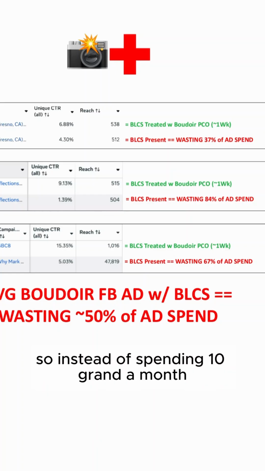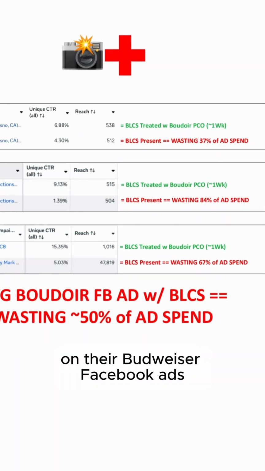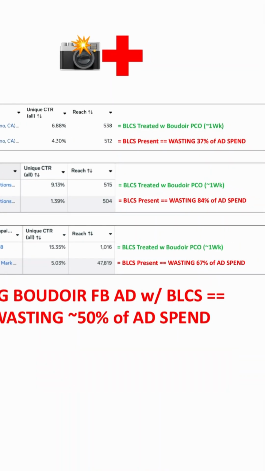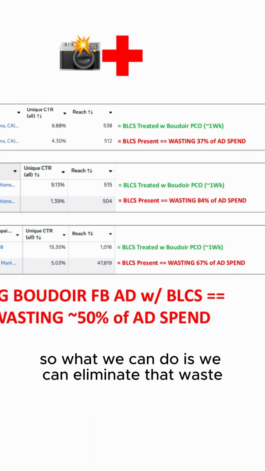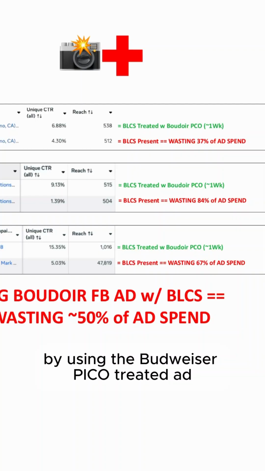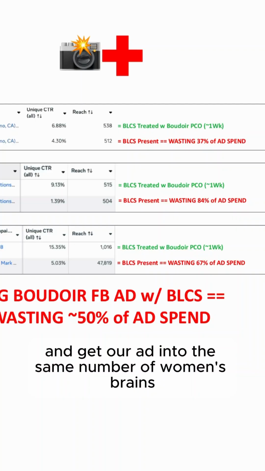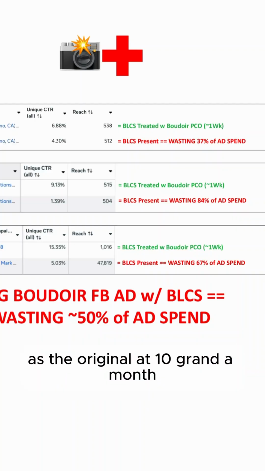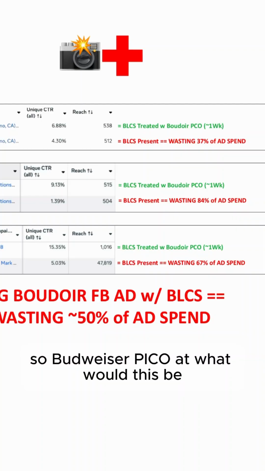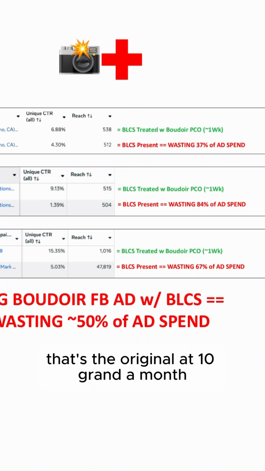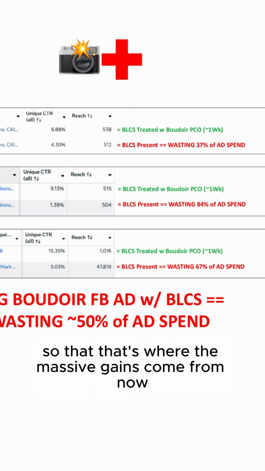So instead of spending 10 grand a month on their Boudoir Facebook ads, $3,700 a month, every single month, was being wasted. So what we can do is we can eliminate that waste by using the Boudoir Pico treated ad and spend the difference instead, and get our ad into the same number of women's brains as the original at 10 grand a month. So Boudoir Pico at, what would this be, $6,300 a month, will get into the same number of women's brains as the original at 10 grand a month. So that's where the massive gains come from.